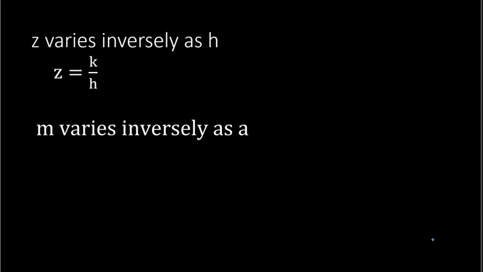Next we have m varies inversely as a. So here we have the letter m, so write m, and then equals. Varies inversely means we take k divided by something, and this will be divided by the letter a. So my equation would be m equals k divided by a.